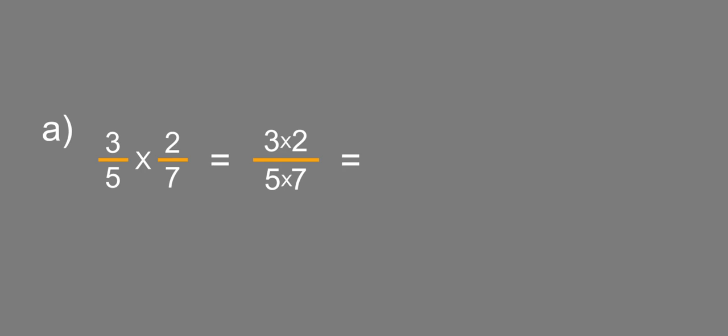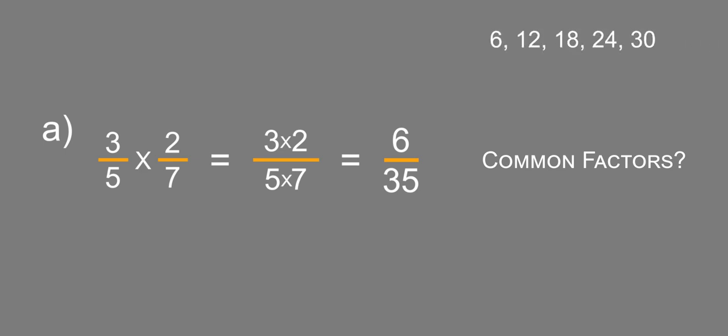So with part A, we're given 3/5 times 2/7. And so that is simply going to be 3 times 2 over 5 times 7, which equals 6 over 35. And then we need to recognize if there are any common factors of 6 and 35, which there aren't, because if we wrote out the multiples of 6, we'd have 6, 12, 18, 24, 30, 36. That's bigger than 35, and therefore there are no common factors.